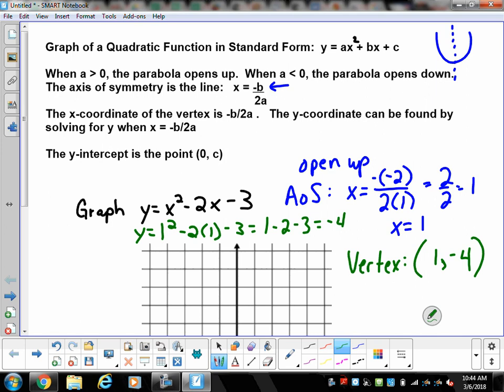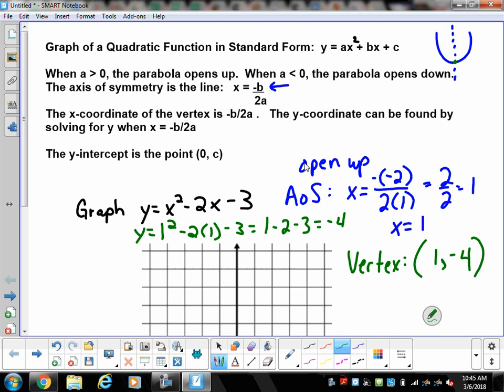So we found the vertex. Let's go back and define it. What is the vertex? It's a point. We got an ordered pair. And it's the point that's on that axis of symmetry and also on the parabola. So it's kind of the point that's in the middle of the parabola. It's that point where it changes direction. So in this problem, right here is going to be the vertex.